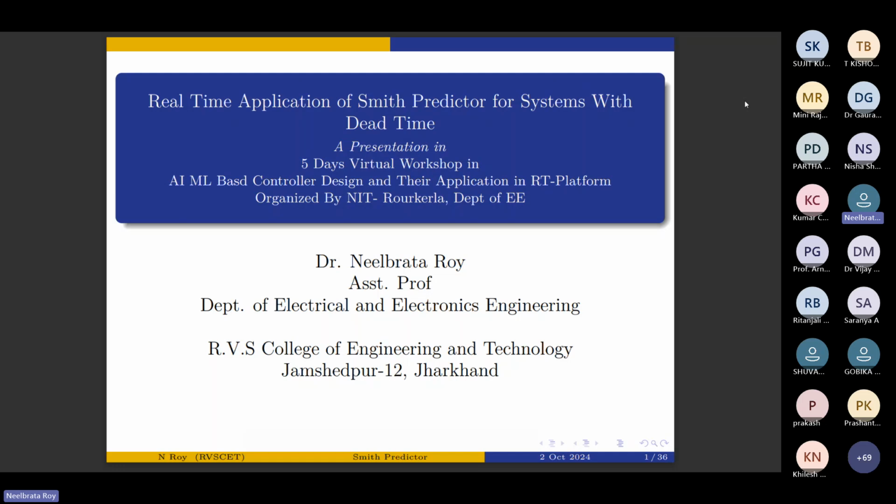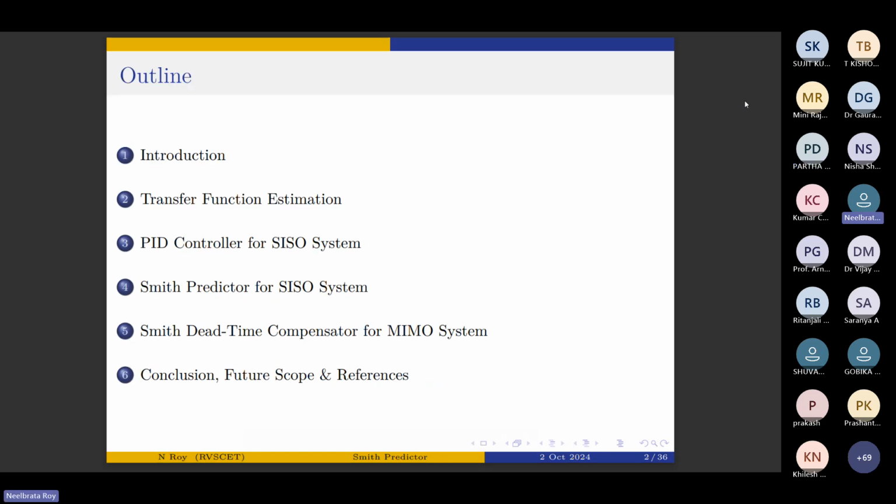and Technology, Jamshedpur. The outline of the presentation is introduction, transfer function estimation, PID controller design used for SISO systems, Smith predictor for SISO systems, Smith dead time compensator for MIMO system, conclusion, future scope, and references.